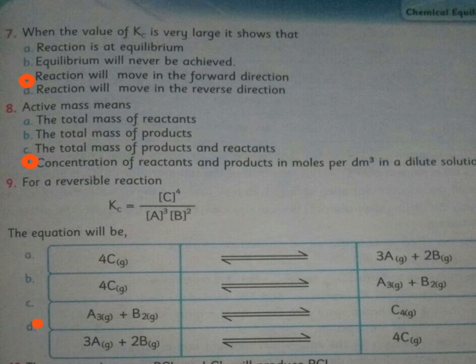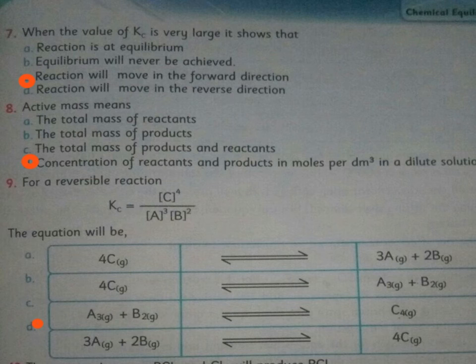No, it is totally incorrect, because for the Kc expression we have to write the product in the numerator and the reactant in the denominator, and in this equation C is the reactant and A and B are the products, so this is totally incorrect. In the second option also, 4 moles of carbon will react and give 1 mole of A and 1 mole of B, so this is also incorrect because in the Kc expression C is the product and here C is the reactant.